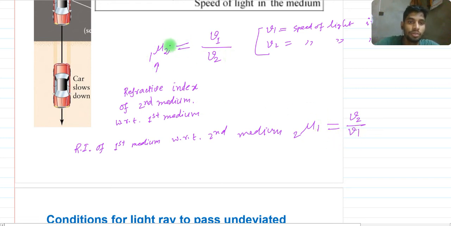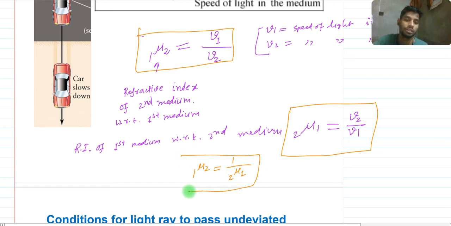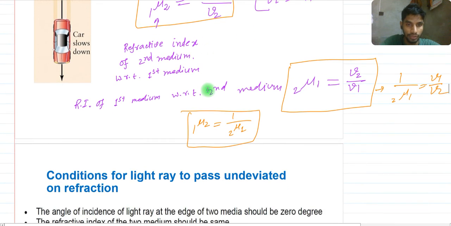So you can compare these two equations, then you get 1 mu 2 equals 1 by 2 mu 1, right? 1 by 2 mu 1 means V1 by V2, so 1 mu 2 equals 1 by 2 mu 1. Clear? And you see mu is proportional to 1 by speed. Okay, let me show you on the next page.